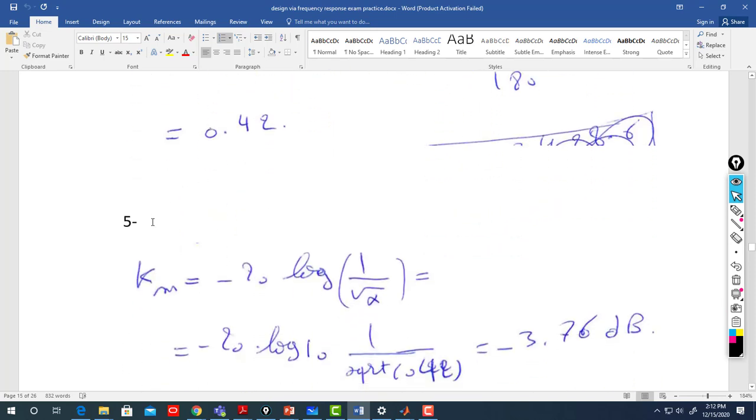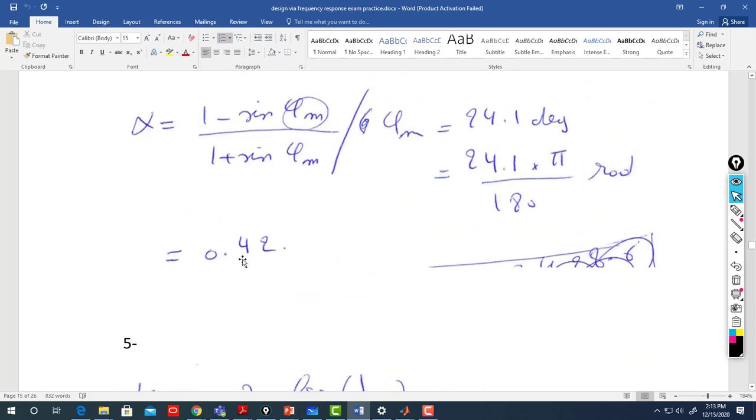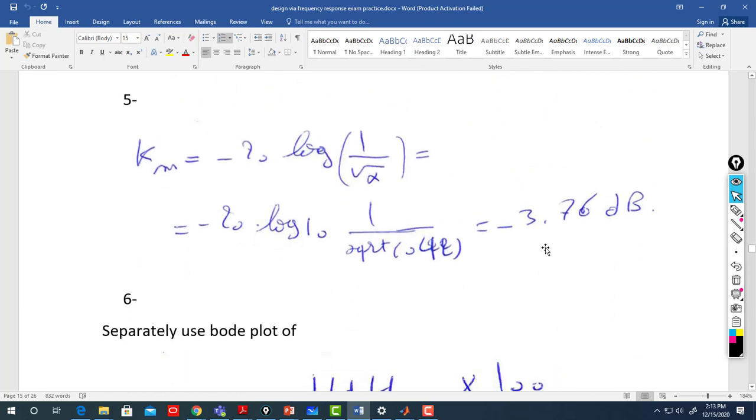What's next? Your fifth step is to compute the gain we call Km, and this gain equals minus 20 log base 10 of 1 over the square root of alpha. So minus 20 log 10 of 1 over the square root of alpha, which is 0.42. So you get Km.